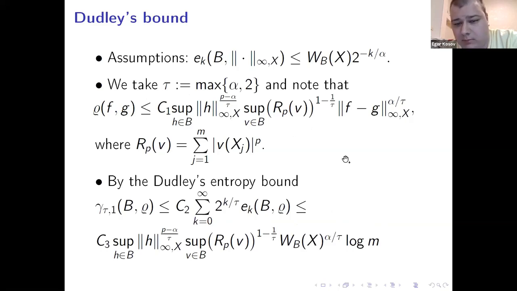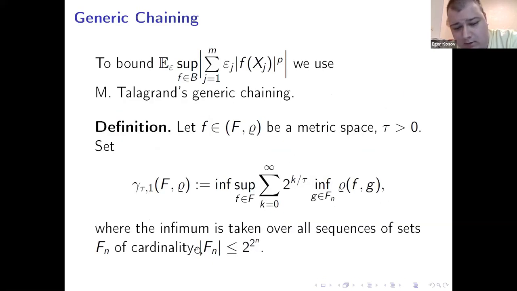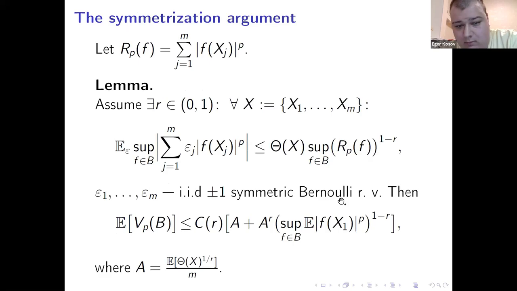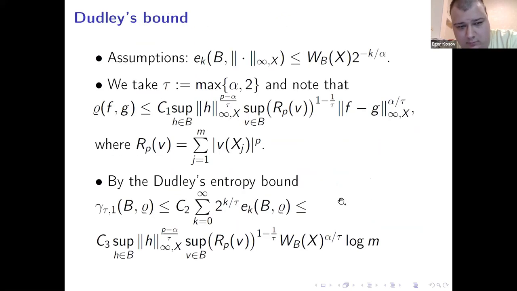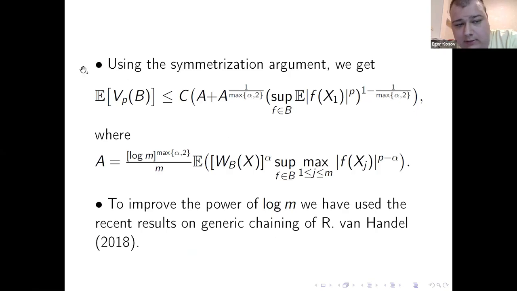And now we can try to take some naive steps. We just use Dudley's bound. What is Dudley's bound? In the definition of these gamma functionals, we can take nets which correspond to the entropy numbers. So here will be entropy numbers. And under our assumptions, if we use this Dudley's bound, with some technicalities, we get a similar conditional result to the one I have stated, but here there will be a worse power of logarithm.